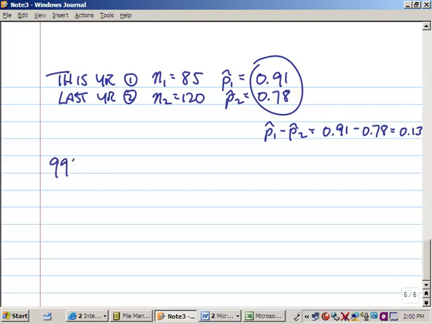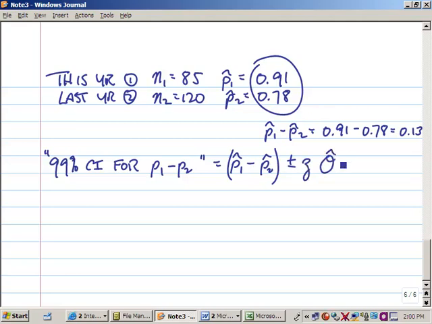Problem asks us for a 99% confidence interval for the true difference in the proportions. Formula for that is the sample difference, which I just showed you, p hat 1 minus p hat 2 plus or minus the appropriate Z value that gives us 99% in the middle times the standard deviation, sigma hat of p hat 1 minus p hat 2.